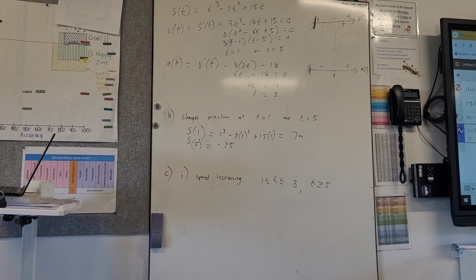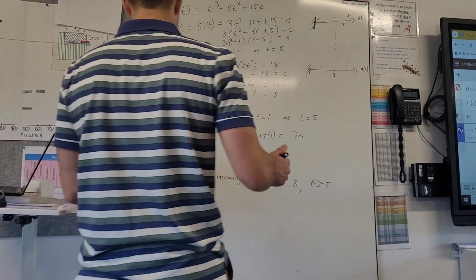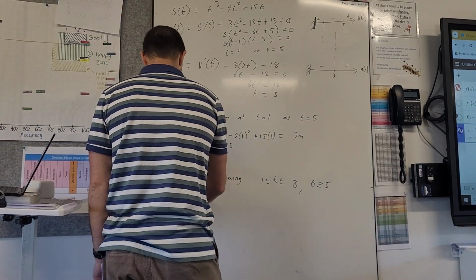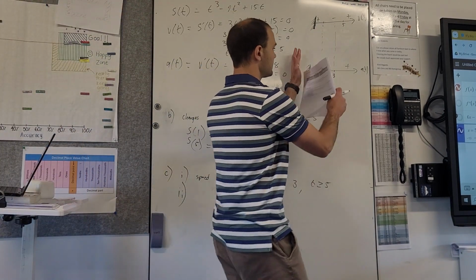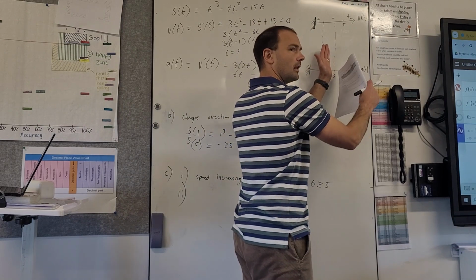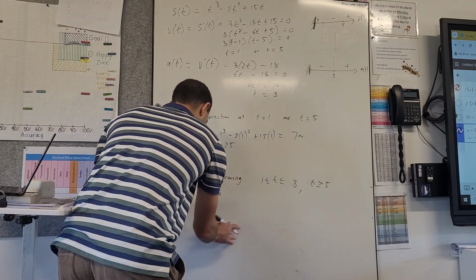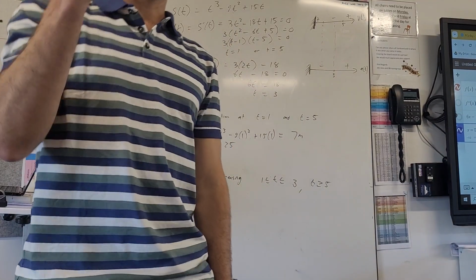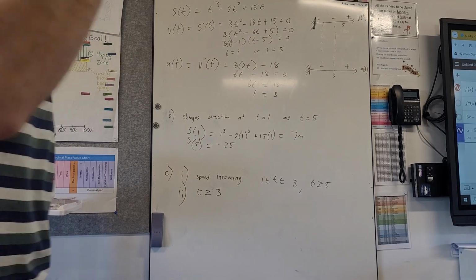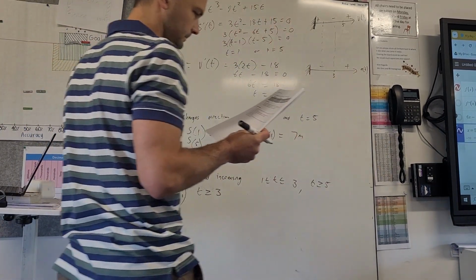When is the velocity increasing? Velocity is increasing when acceleration is positive. All right, so velocity is increasing when the acceleration is positive. This is the acceleration. Acceleration is positive for time values larger than 3. Okay, so we have speed is increasing when they have the same sign. Velocity is increasing only when acceleration is positive.